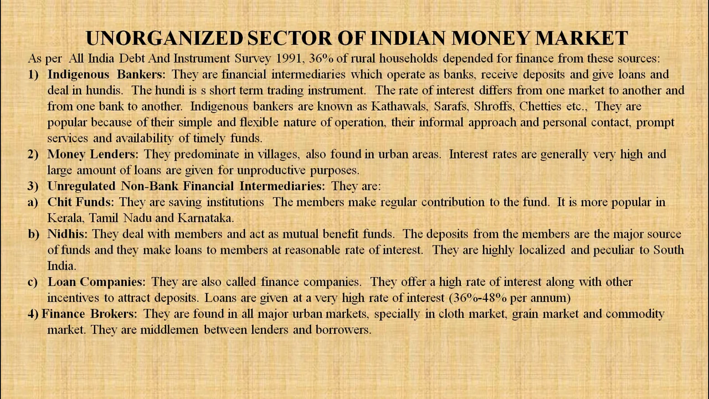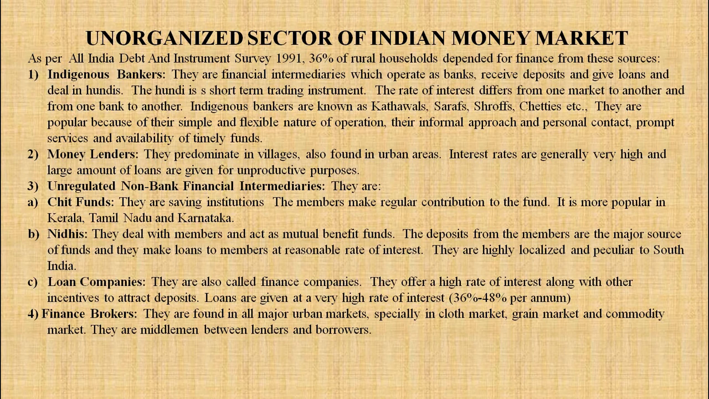Next, money lenders. They predominate in villages. They are also found in urban areas. Interest rates are generally very high and large amount of loans are given for unproductive purposes. Unregulated non-banking financial intermediaries. In that there are 3 types. Number 1, chit funds. They are saving institutions. The members make regular contribution to fund. It is more popular in Kerala, Tamil Nadu and Karnataka.